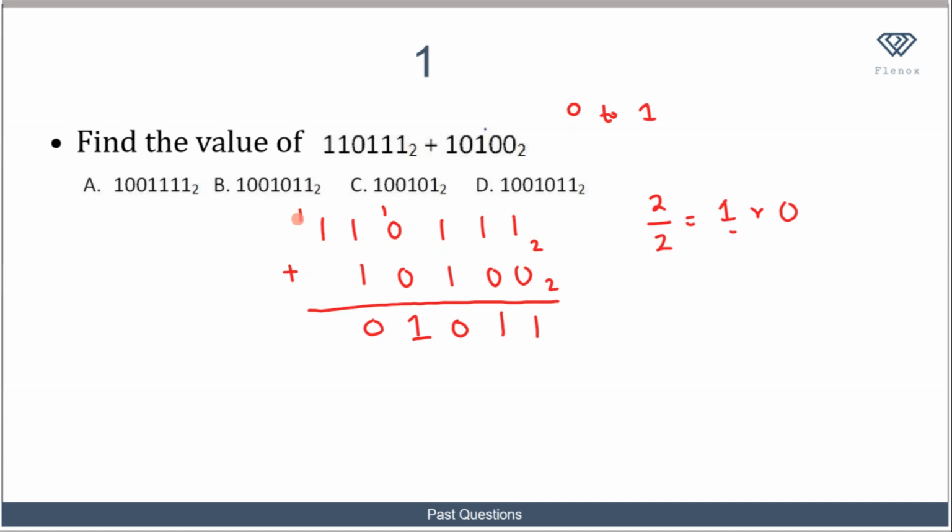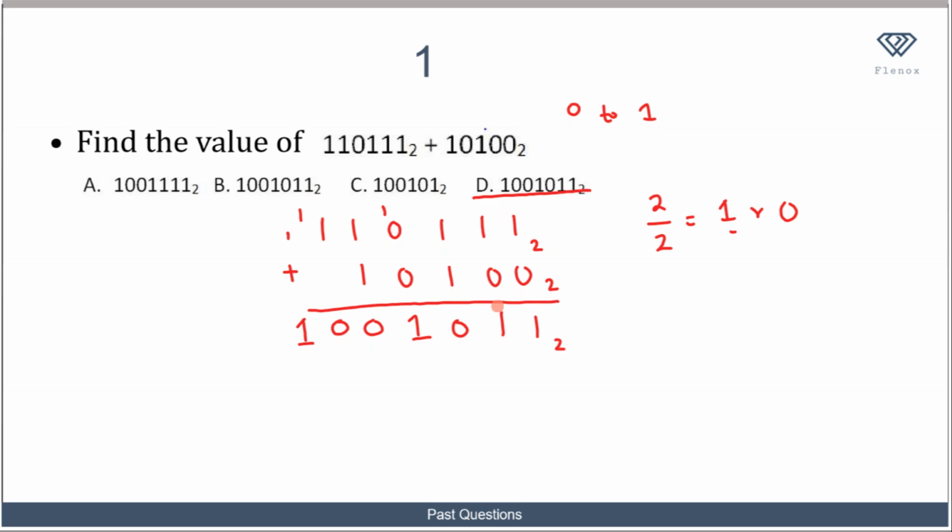1 plus 1 is 2, which is greater than 1, so we have to divide by the base. And when we do that, we have 1 remainder 0. So we write the 0 down and we'll take the 1 to the next place value. Since there is nothing here, we just bring down the 1. So we're left with 1001011. So that is the answer. Which option corresponds to that? Okay, yeah, so that is D. So the answer to this question is this.